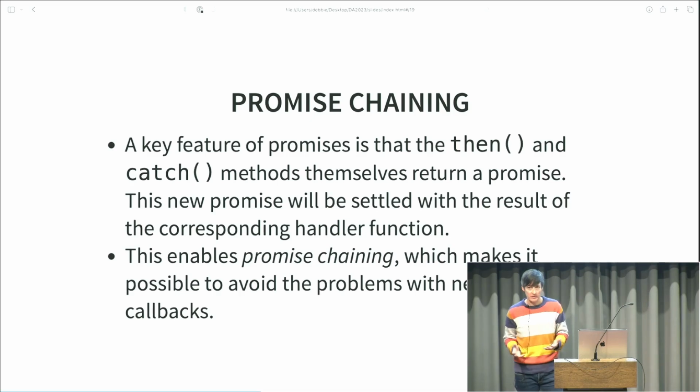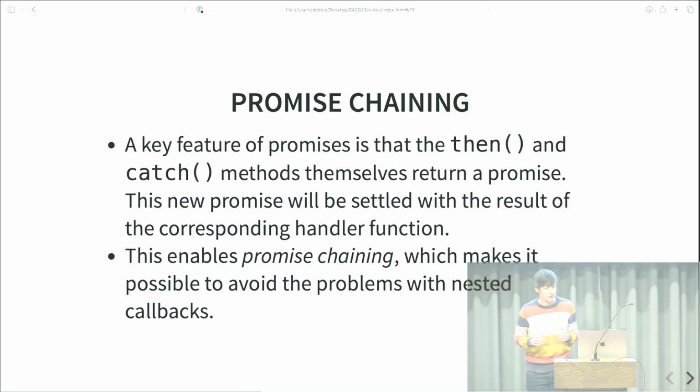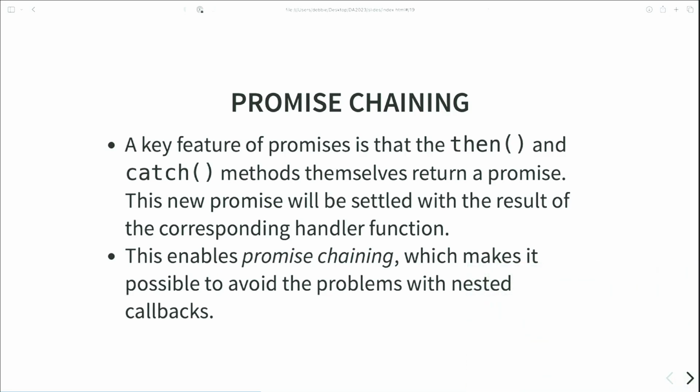So when you attach one of these handlers to a promise, and the first promise, the result comes through, and then it is settled with the result of the next one, that is a promise as well. I don't think I explained that well. So yeah, the new promise is settled with the result of the handler function itself.